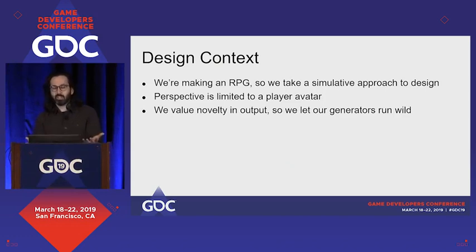So we're making an RPG, so we're taking a simulative approach to design. So what I mean by this is, a village is something that exists in the world. We're trying to reproduce its dynamics to some degree. Maybe not perfectly. Maybe we have our own things we want to say, and so we're going to heighten certain aspects of our village. But by and large, a village is something, again, that we're trying to reproduce the dynamics of. Perspective is limited to a player avatar. So we have this idea of generating a village, but how players are going to engage with that village in our game is by being embodied in a player avatar.